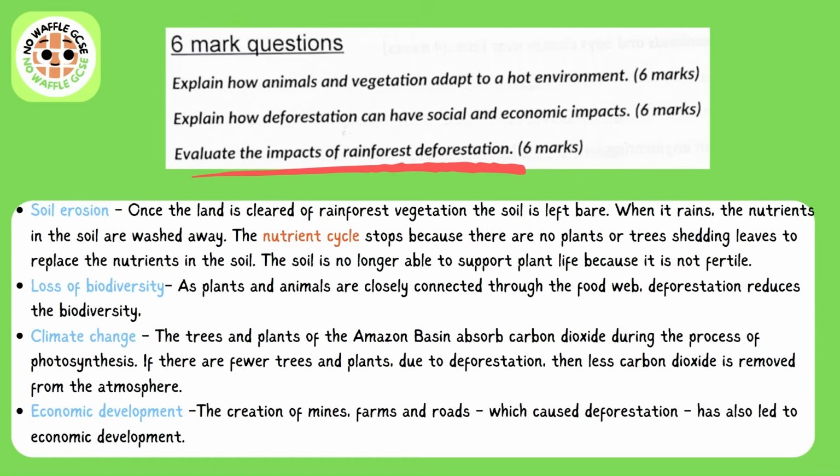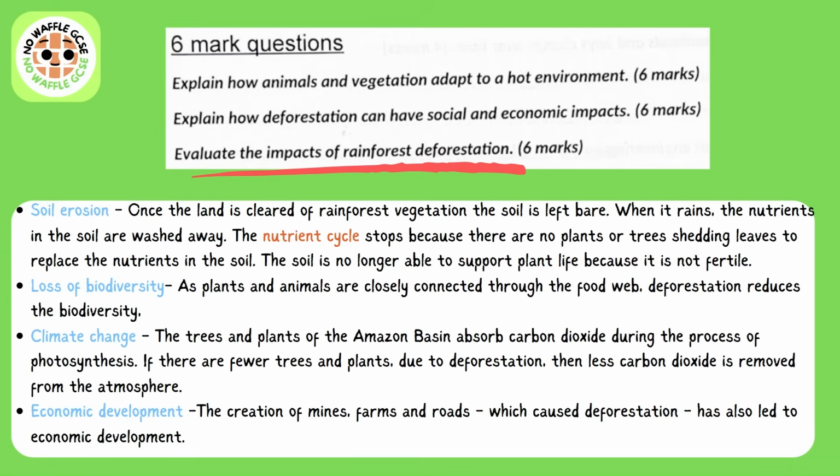Loss of biodiversity. As plants and animals are closely connected through the food web, deforestation reduces the biodiversity. Because of course deforestation is going to cause loss of wildlife, and since everything is so closely connected, the key word being interdependence, that means that other organisms that rely on those organisms will also reduce their population.